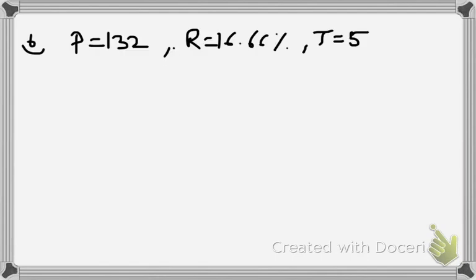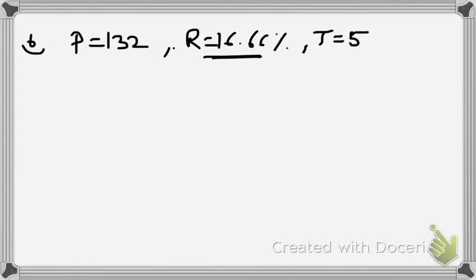Now, moving on to your sixth question, which has these values: principal is 132, rate is 16.66%, and time is 5 years. In this question you have to find out simple interest. Now what's different in this question? Well, the difference is this rate of interest.